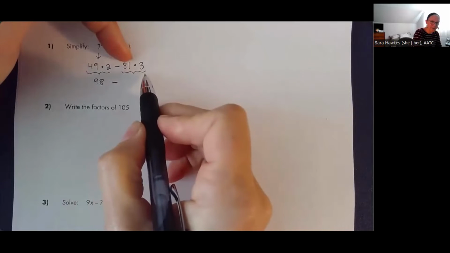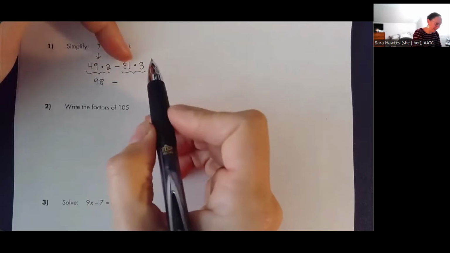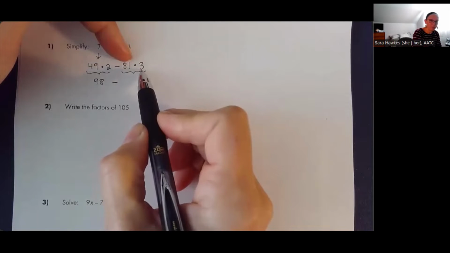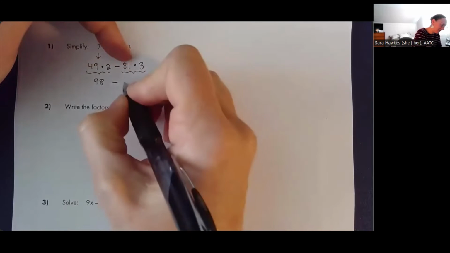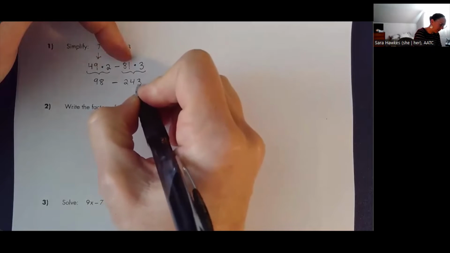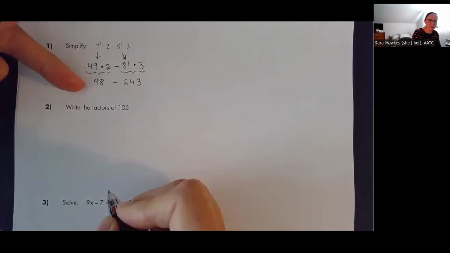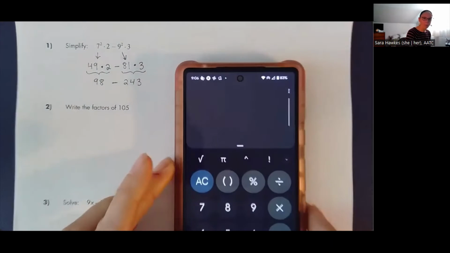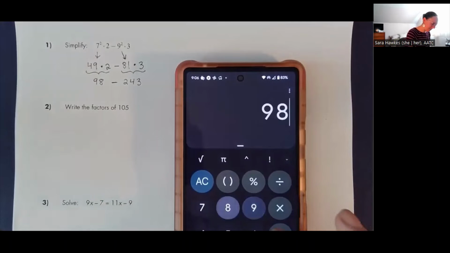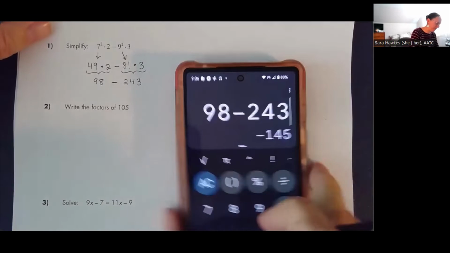And 81 times 3, if I were doing this without a calculator, I'd think about this as 80 times 3 would give me 240. And 1 times 3 would give me 3. So that's going to be 243. In terms of doing that subtraction, if that feels a little bit gross to do in your head or to do by hand, again, I really do encourage you. It's okay. Pull out a calculator. 98 minus 243 is negative 145.